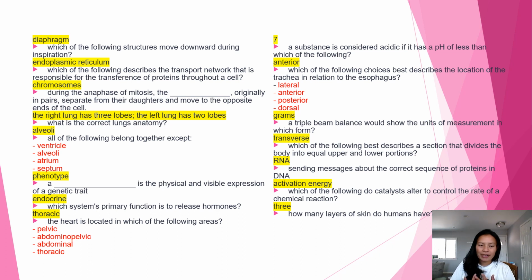Okay, next question. Which of the following structures move downward during inspiration? It's the diaphragm. So when you inhale, the diaphragm moves downward. Okay. Which of the following describes the transport network that is responsible for the transference of proteins throughout a cell? The answer is endoplasmic reticulum.